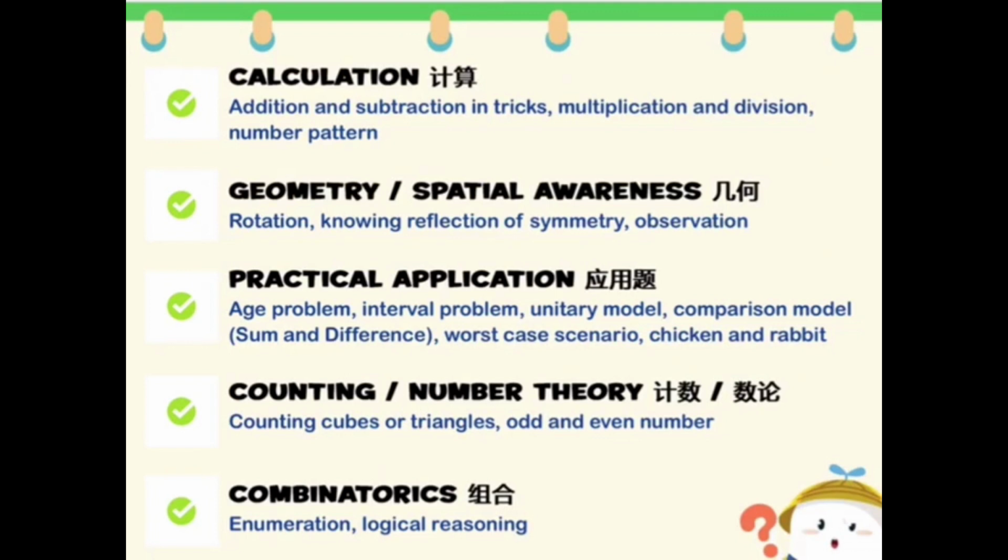The second module is about the geometry or spatial awareness. So actually the most important thing for kids is they need to observe more in their daily lives. Usually for P2 students, they will try to learn more about the 3D figures rather than 2D figures. So it is very important for them to observe, to touch, so then they can have a deeper and better understanding towards geometry. The third one is about the practical application.